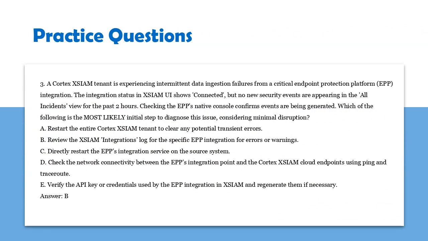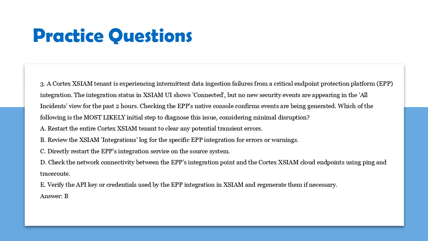3. A Cortex XSIAM tenant is experiencing intermittent data ingestion failures from a critical endpoint protection platform, EPP, integration. The integration status in XSIAM UI shows connected, but no new security events are appearing in the All Incidents view for the past 2 hours. Checking the EPP's native console confirms events are being generated. Which of the following is the most likely initial step to diagnose this issue, considering minimal disruption?